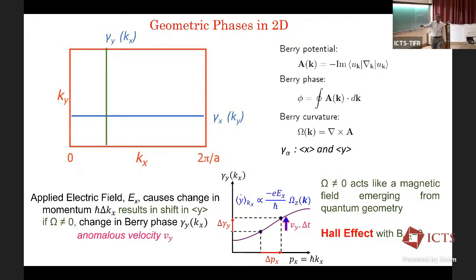So as a result, and because this is related to the expectation value of the electron in the y direction, that will mean the electron moves along the y direction as the electric field along x forces it to move along the x direction. So this transverse velocity is what is responsible for the anomalous Hall effect. It's called anomalous because this is coming not from a magnetic field, but it arises essentially from the fact that you have non-zero Berry curvature, which acts as a magnetic field arising from quantum geometry.